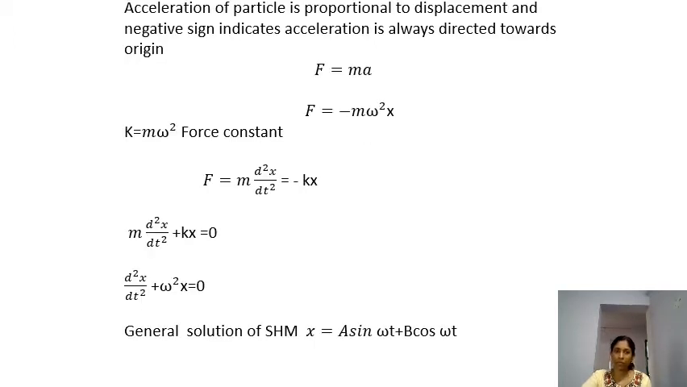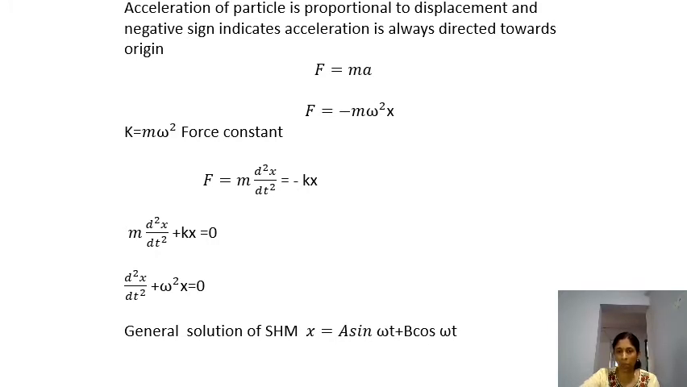Next, we know the force F is equal to ma. That is according to Newton's second law, F is equal to ma. F is equal to minus m omega square x from the previous slide. Here the negative sign is denoted. Initially the particle is displaced from its mean position, and again the particle tries to come to its original position. That is, the restoring force is opposite to the direction of the displacement. So the negative sign is used here.